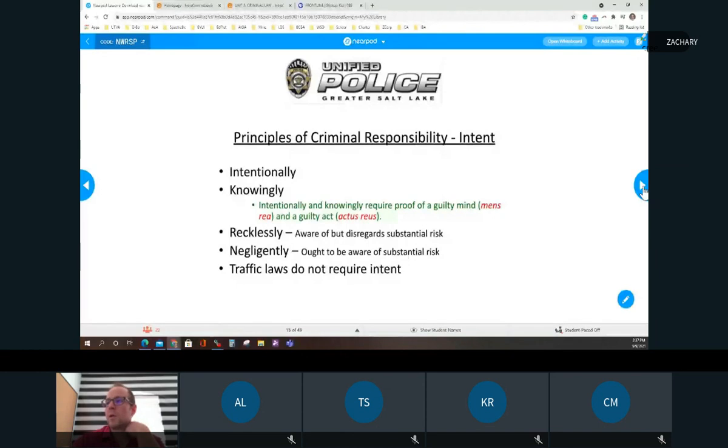So, principles of criminal responsibility: intent. Somebody intentionally does something, they knowingly do something, they recklessly do something, they negligently do something. Traffic laws do not require intent. So that's something that the police need to follow. And what they're looking for, and attorneys are looking for, is are they intentionally doing it? They're knowingly doing it. Their mind's actually there, recklessly or negligently.